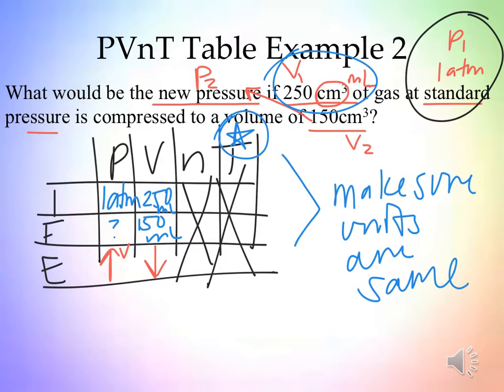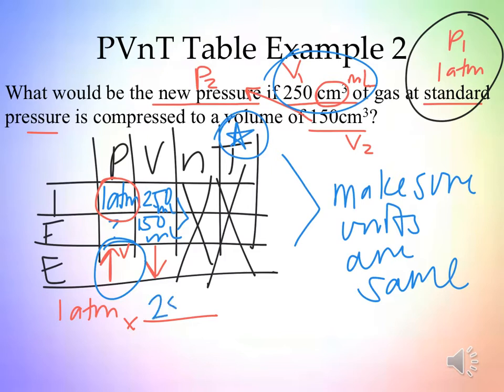Now, again, take the initial of what you're trying to find, 1 atm, and you're multiplying it by a fraction. So if we look at this effect right here, pressure has to go up due to volume. So that means with these two volume numbers, I need to multiply by a number that is large.